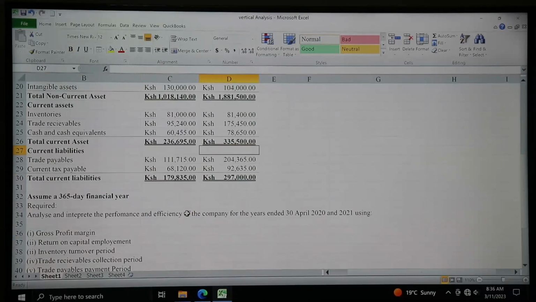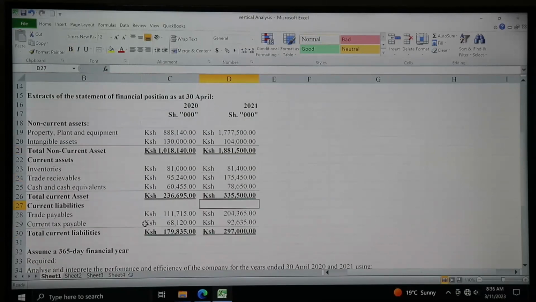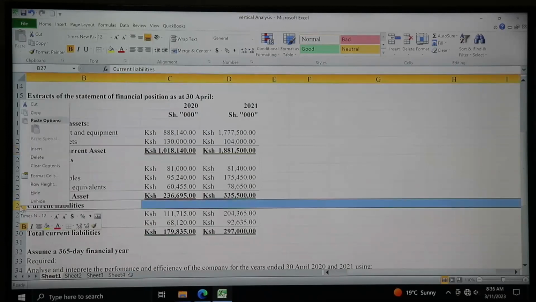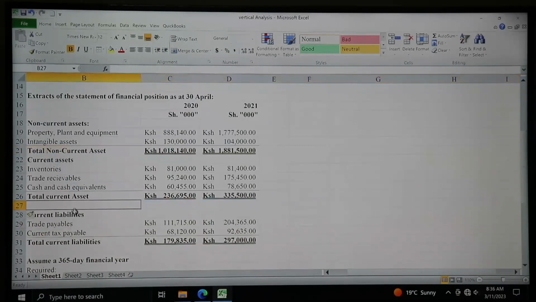So we have taken the total assets and total current liabilities. Okay, it's okay, I'll get it. The total assets minus the current liabilities. So let me check. So far, here we have the total. Okay, just a minute. We can insert again here.